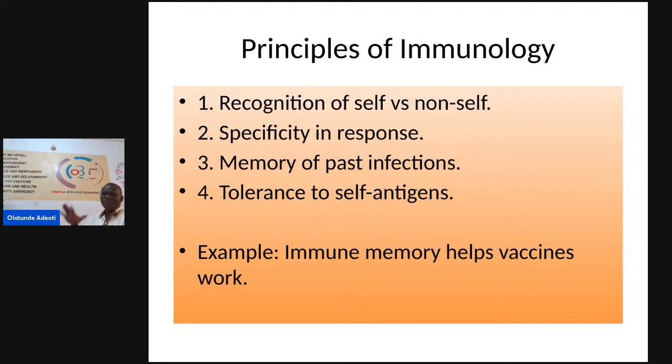Then tolerance to self antigen. Under normal circumstances, your body must be able to tolerate all the cells that are made from your body. And that is what is called autologous, that is, self. Okay.